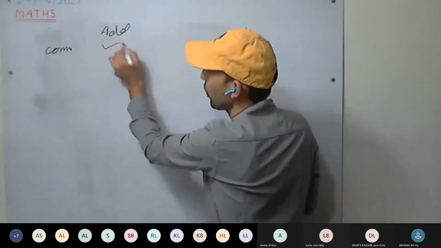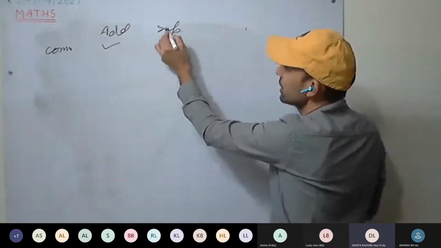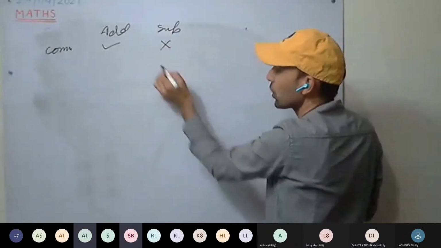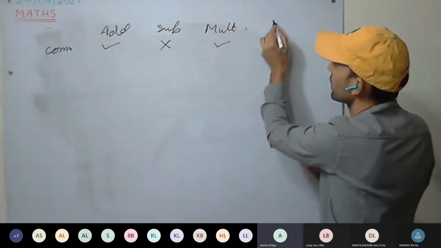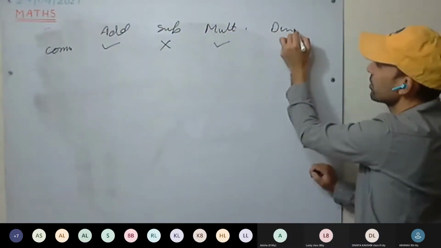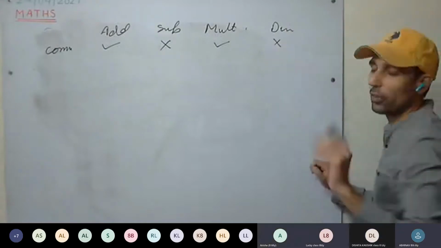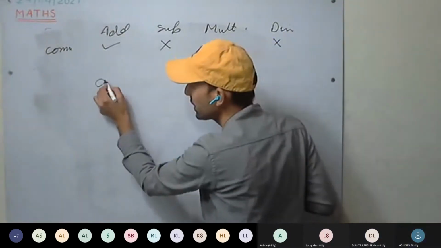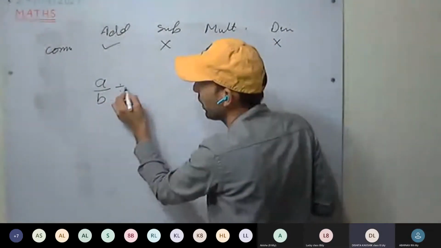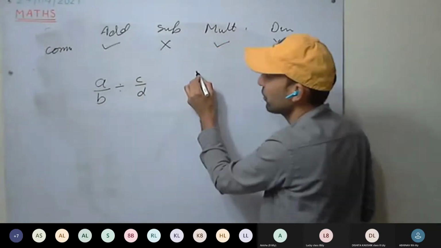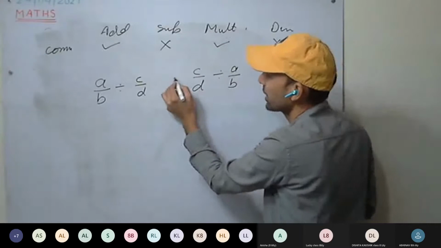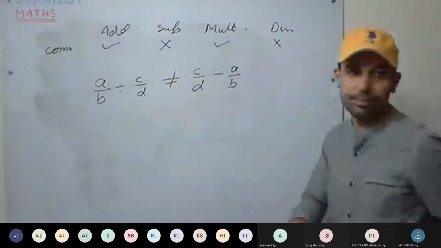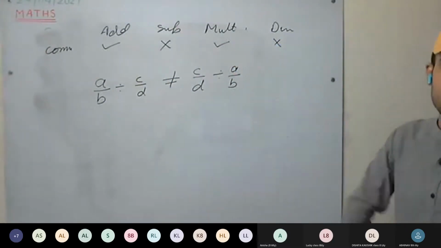Addition follows. Subtraction does not follow. Multiplication follows. And division does not follow. We can check this as well. It means A by B divided by C by D, and if we do C by D divided by A by B, are they equal? No. That means the commutative property does not hold.